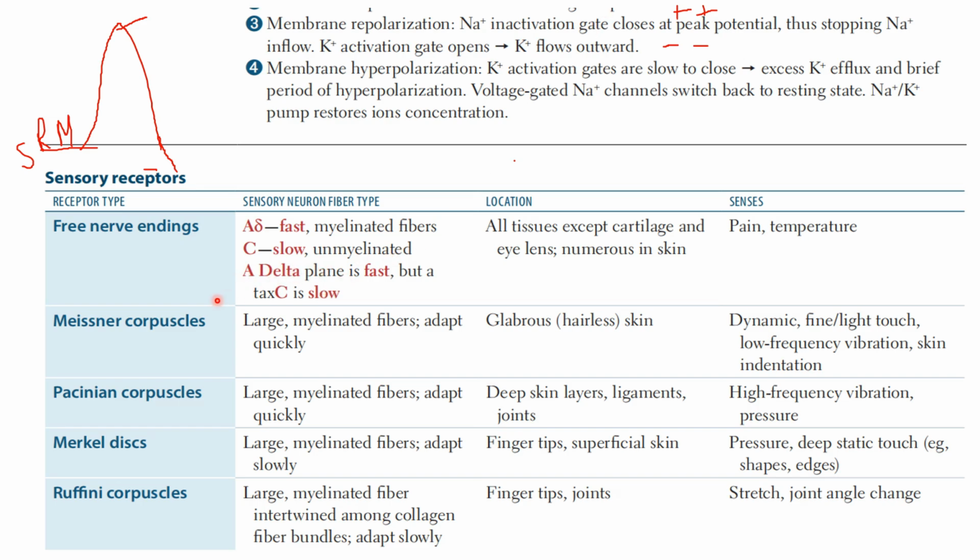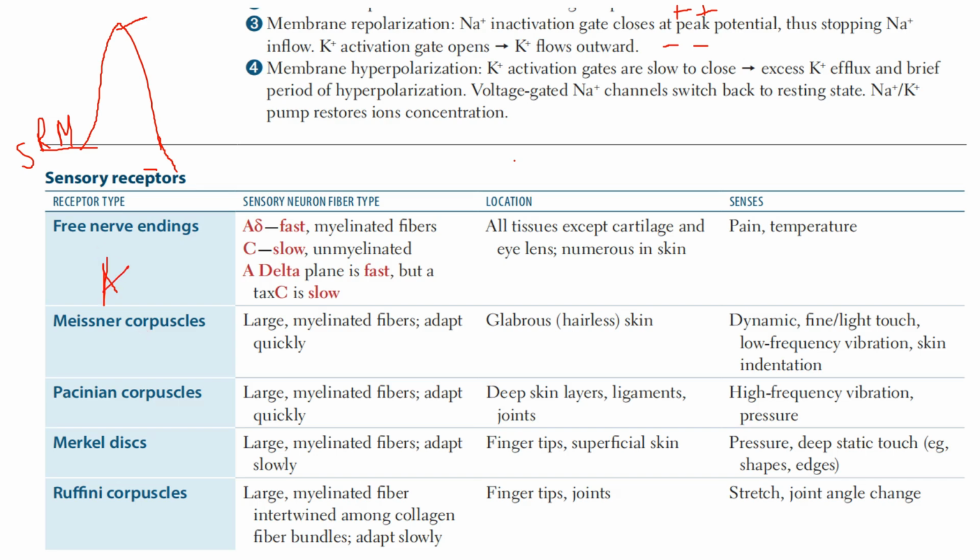Now they are giving us a mnemonic here: A delta, like a delta plane, is fast, but a taxi is slow. That's how you can maybe remember it. Now, where we are going to find it is in all tissues except the cartilage, eyelids, and skin. And the senses you will feel by that are pain and temperature. So you can also remember it like that. That's AC.